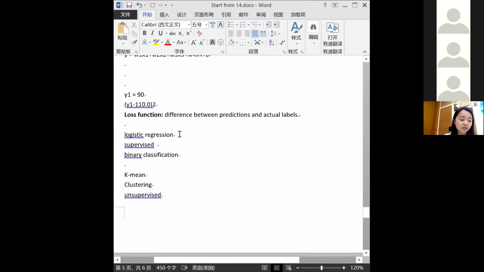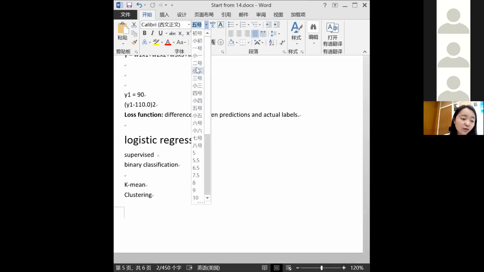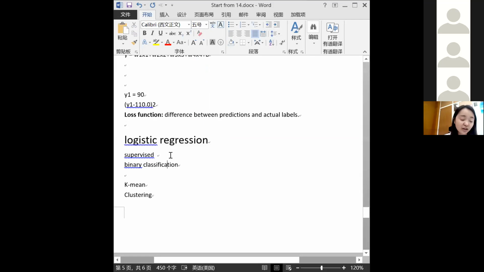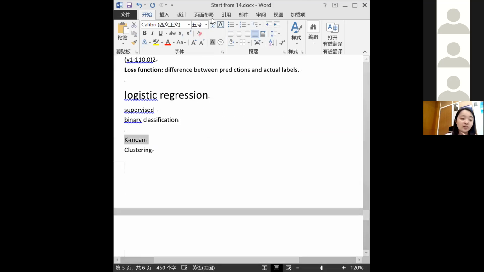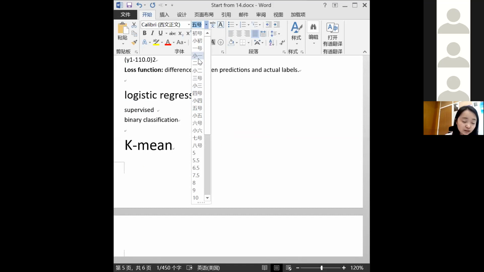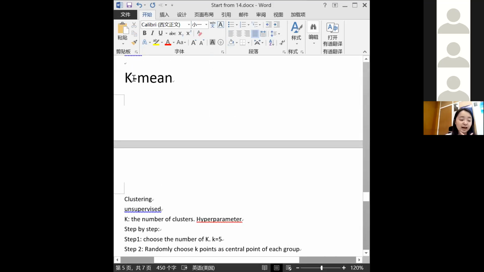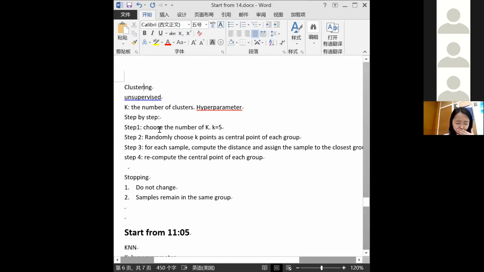And the next is logistic regression, and this is an algorithm not for regression problems, but for binary classification problems. The output will be 0 or 1. And logistic regression is also a supervised learning algorithm. And the next algorithm is k-means. Here, k is a hyperparameter, and it's an unsupervised algorithm, a clustering algorithm. And here is k-means step by step.